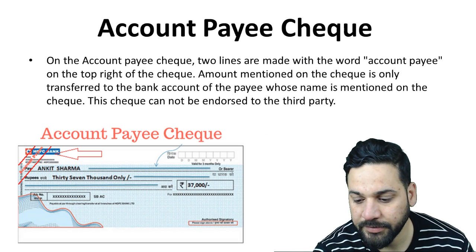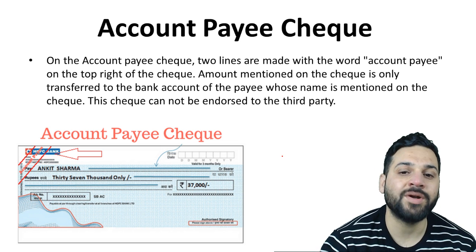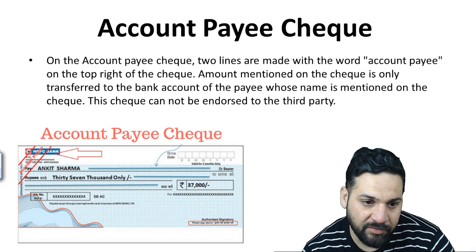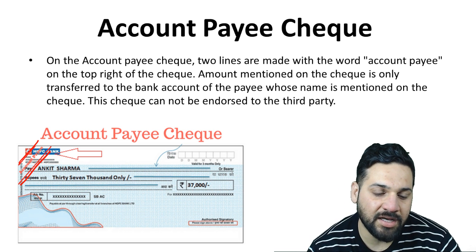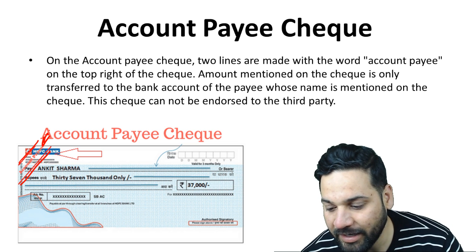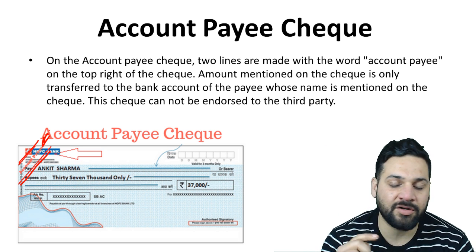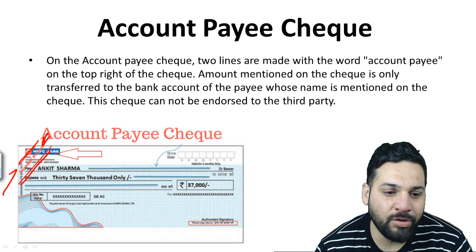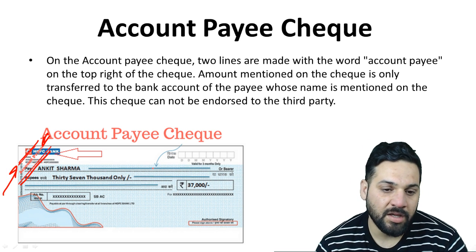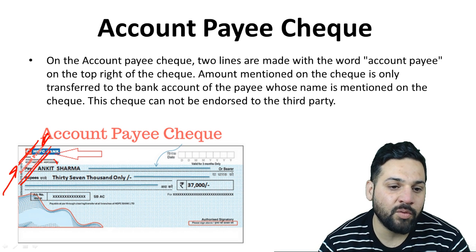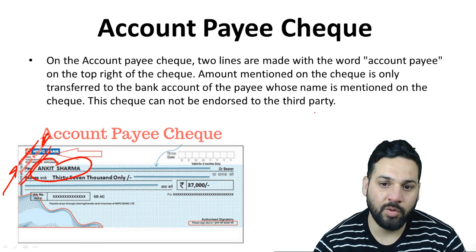Let's move forward. What is an account payee check? Between these two crossed lines, account payee is written. I'll answer all your doubts after the session. In between these two lines, account payee is written, then the money will be paid only to Ankit Sharma. No cash payment.